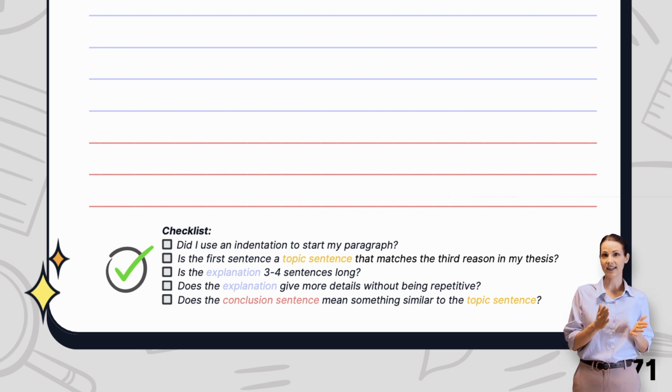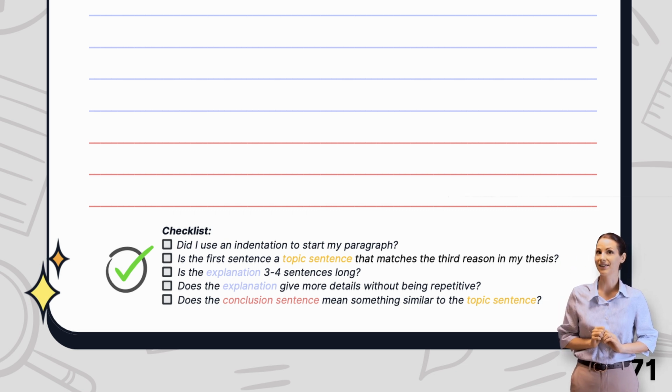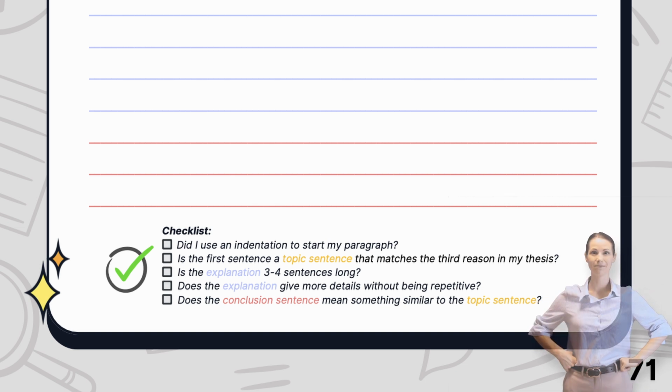Is the first sentence a topic sentence that matches the third reason in my thesis? Is the explanation 3 to 4 sentences long? Does the explanation give more details without being repetitive? Does the conclusion sentence mean something similar to the topic sentence? Did you check all of them? Well done. Let's move on to the conclusion paragraph.